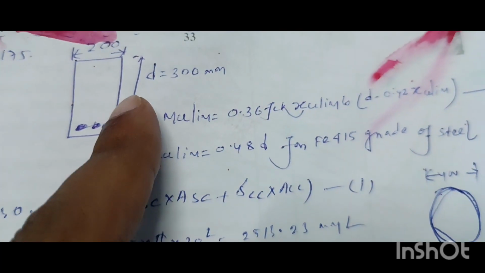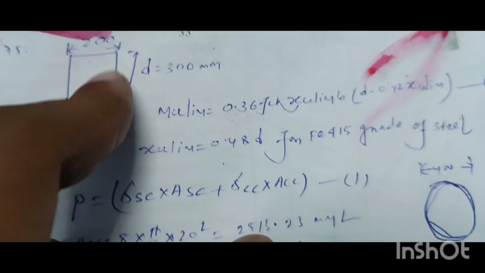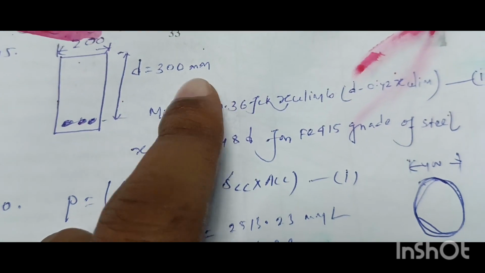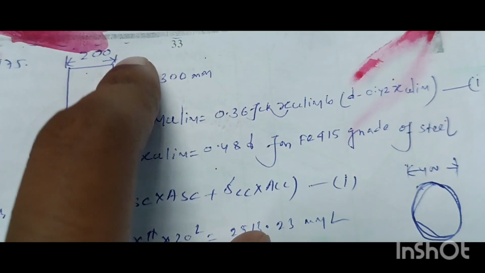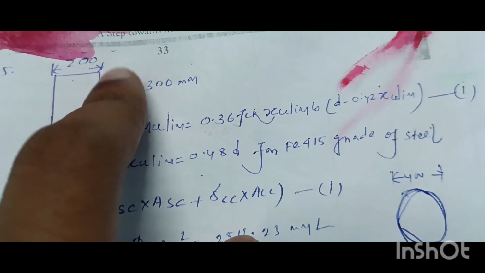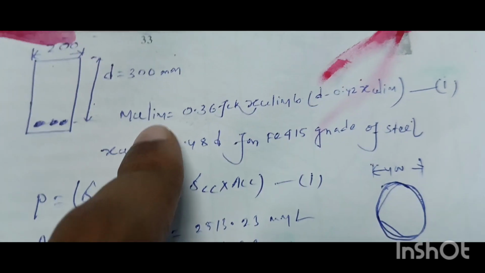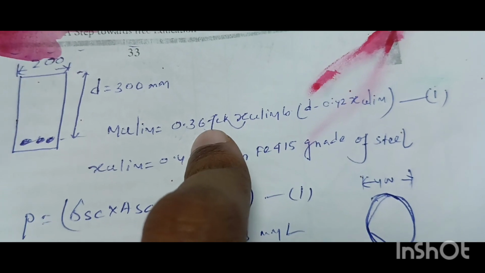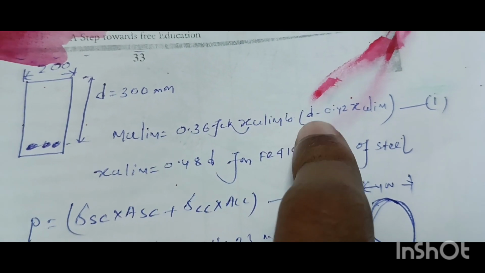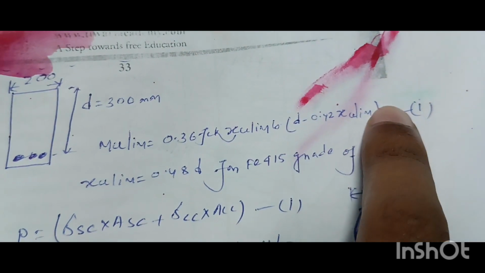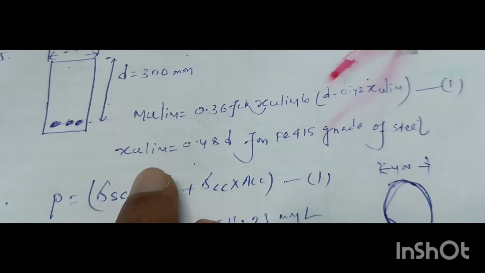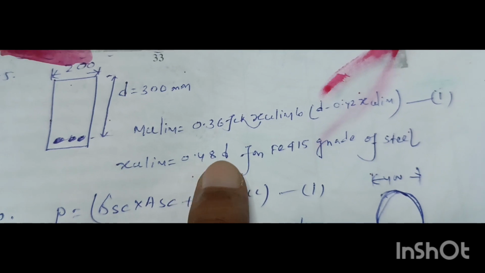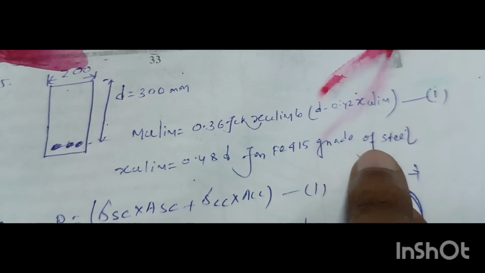Look, the beam has a dimension of width equal to 200 and depth equal to 300 mm. This is the effective depth from the center of the steel to the top fiber of the beam. So we know the formula of Mu limit equal to 0.36 fck Xu limit b into within bracket d minus 0.42 Xu limit. This is the fundamental equation of Mu limit, and we know the value of Xu limit equal to 0.48 d for Fe415 grade of steel.